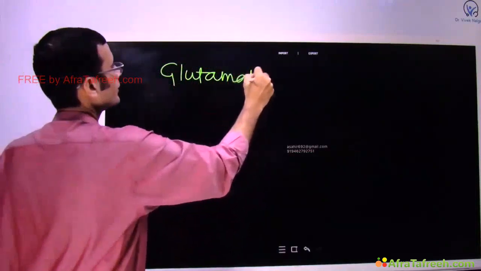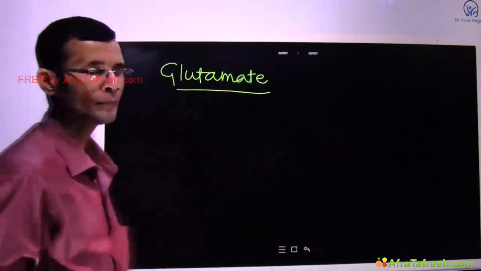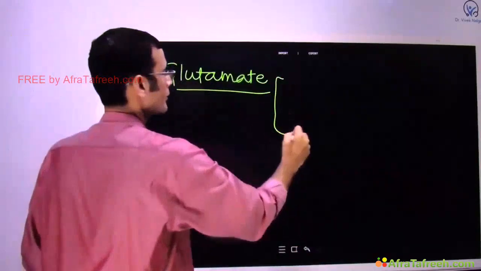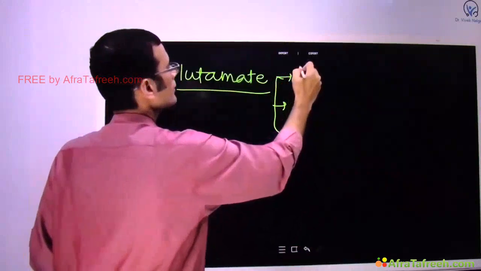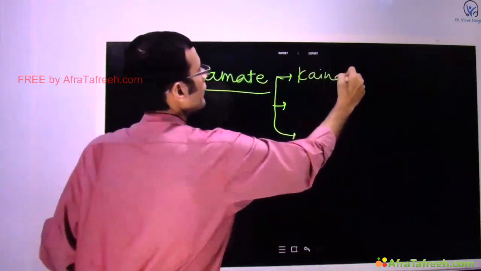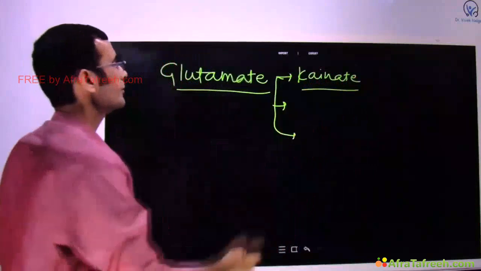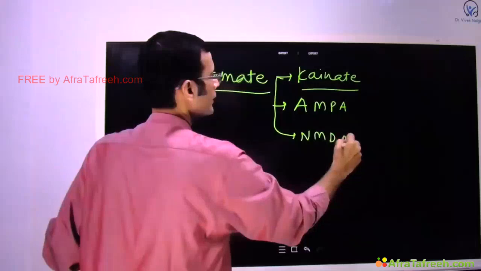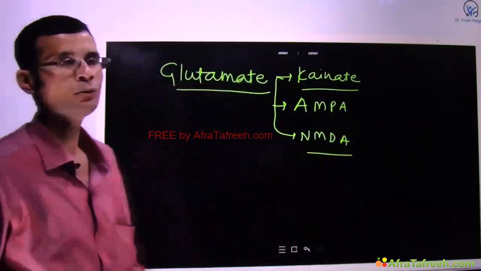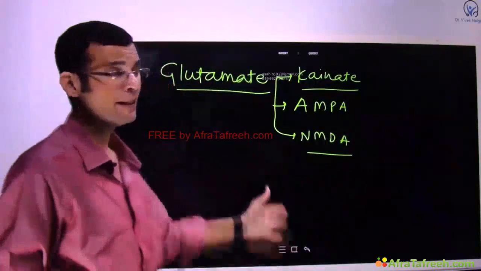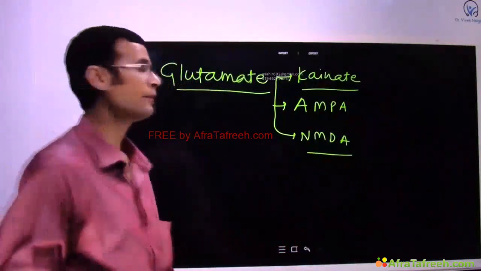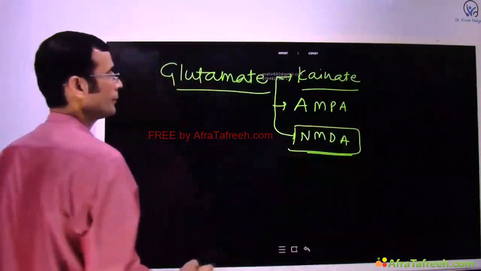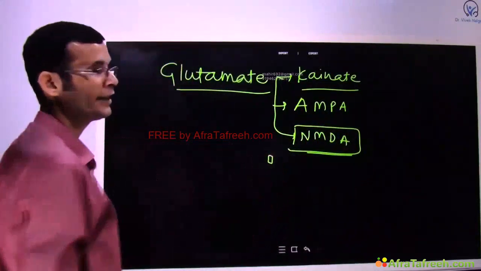a commonest excitatory transmitter. Now this glutamate has various receptors. The glutamate receptors include the kainate receptor, the AMPA receptor and the NMDA receptor. Glutamate's NMDA receptor, the N-methyl D-aspartate receptor, has been studied in great detail.